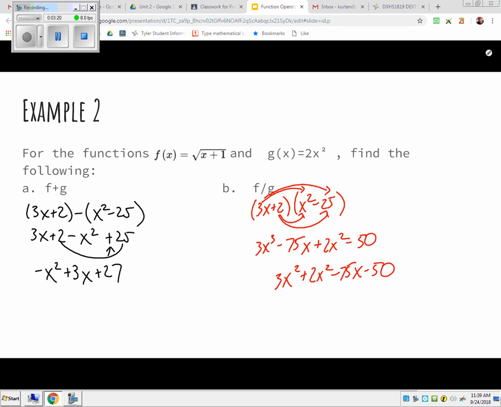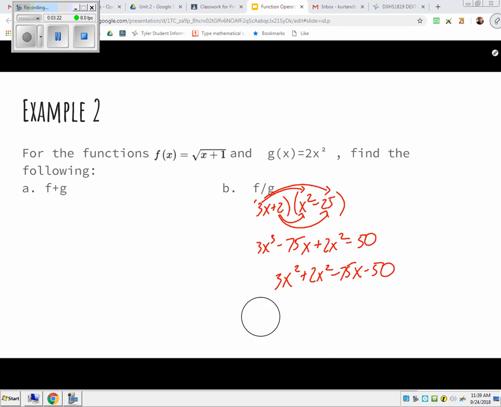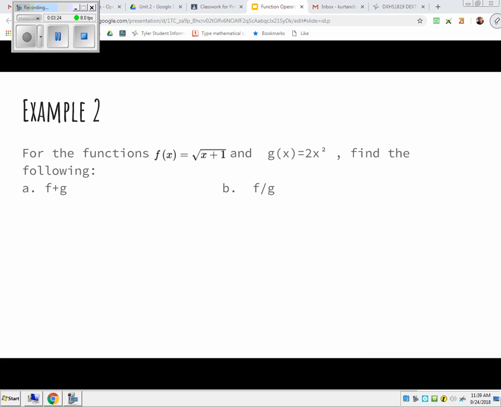Let me switch up my functions a little bit. What if my functions don't look alike? How will that simplify? Well, let's go ahead and just write out the f of x, square root of x plus 1. And then plus my g of x, 2x squared. And actually, I'm done right there. Domain gets a little more complicated with this, but since we're not worried about domain today, we're just going to leave our answer like so.